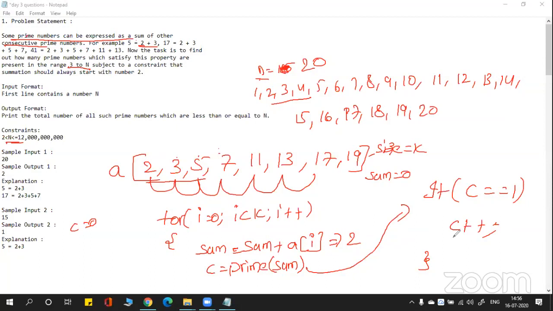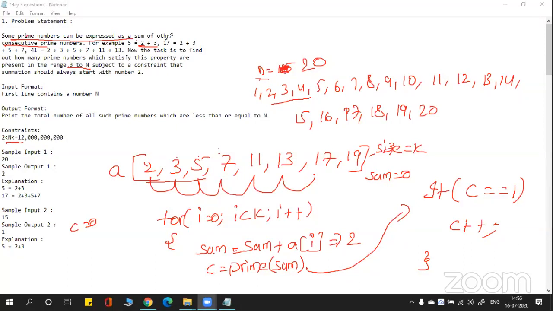Here we need to add some more conditions. We'll see what those conditions are when we are writing the program. So this is the logic for this program. If you have understood the logic, yes. If you did not understand the logic, please tell me, I'll repeat it again.